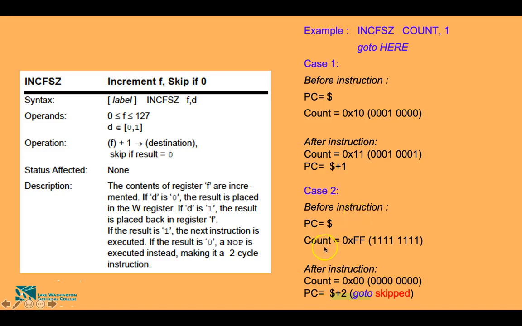Now case 2. Before the instruction, my count was FF. This is the binary number, and if this instruction is executed, what's going to happen? This is going to add 1. I'll just quickly use a pen here. I'm going to add 1 here, and if you add 1, then you are going to get this result.